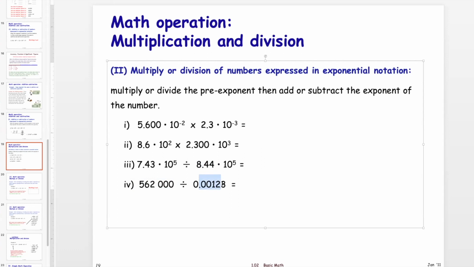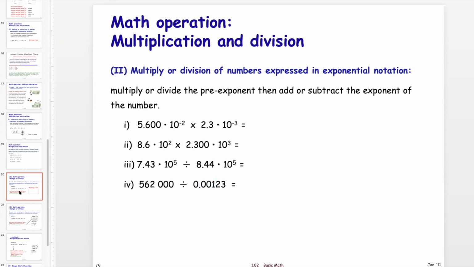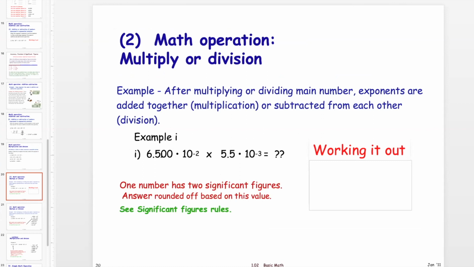Multiplication and division is actually much more simple compared to addition and subtraction, because you're just looking for the fewest significant figures. And so here's the question right here. You got 6.500 times 10 to the minus 2 times 5.5 times 10 to the minus 3, and you get this in your calculator. It's a very big number. But you know from the rules, you got to round it off to 2 significant figures.